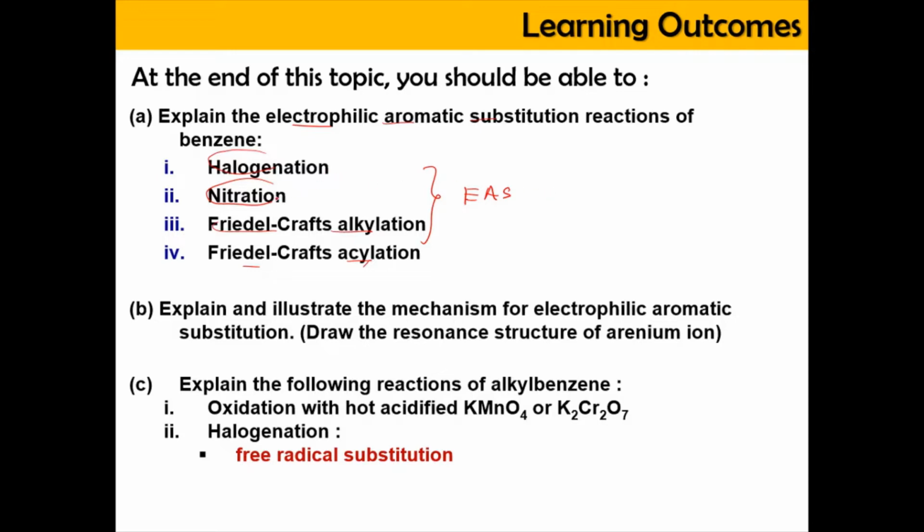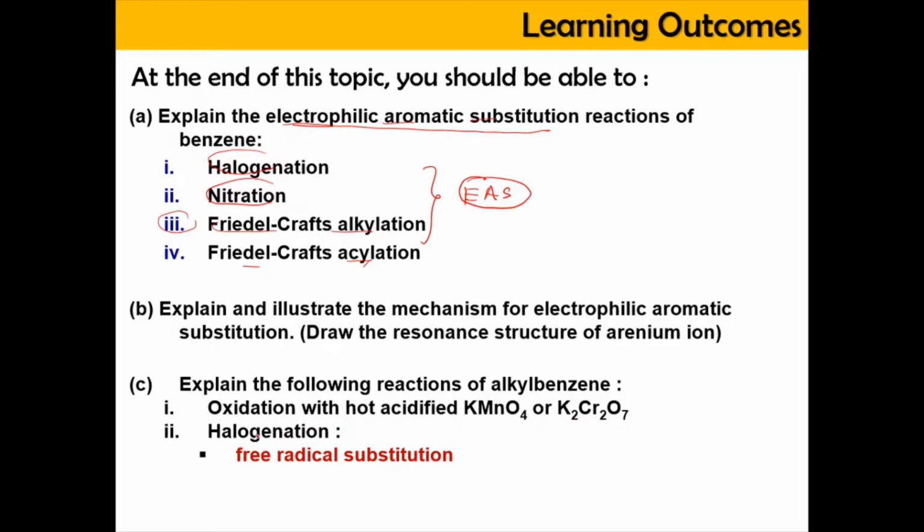Okay, so here are the names, and these are the types of reaction, which is the electrophilic aromatic substitution. Also, after we have learned 1, 2, 3, 4, we have to explain and illustrate the mechanism for the EAS reaction, and we need to include the drawing of the resonance structure of the arenium ion. Also, for part C, we're going to explain the following reactions of the alkylbenzene produced from part 3, where it will undergo oxidation with hot acidified KMnO4 as well as potassium dichromate.